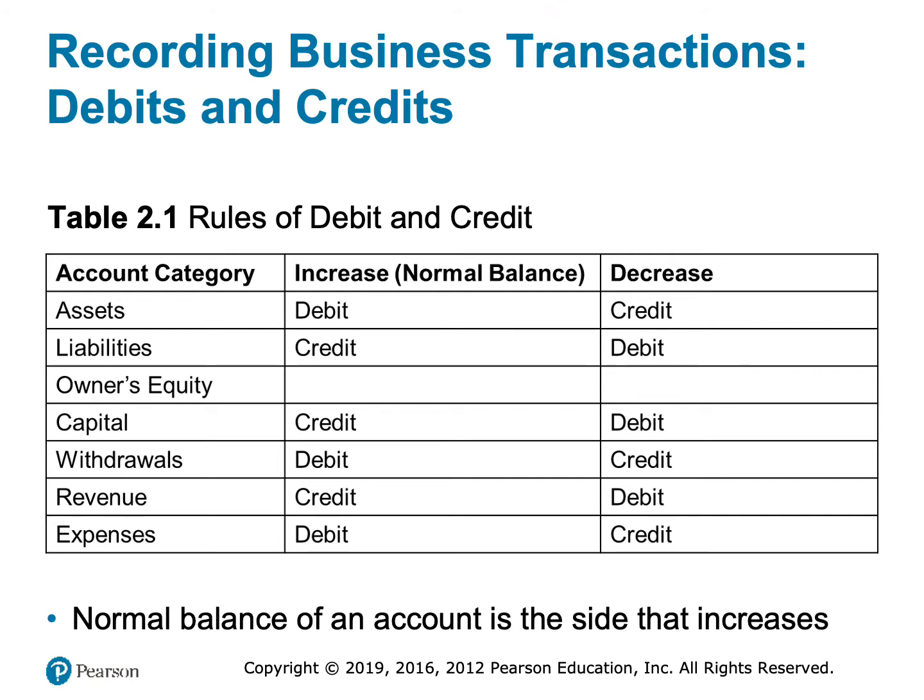So when we're talking about which side increases which account, we use the phrase normal balance. So the normal balance is just the side that increases that account. So all assets are increased on the debit side and they're decreased on the credit side. All liabilities are the opposite. They're increased on the credit side and decreased on the debit side. Capital accounts are increased on the credit and decreased on the debit, whereas withdrawals and expenses are increased on the debit and decreased on the credit.